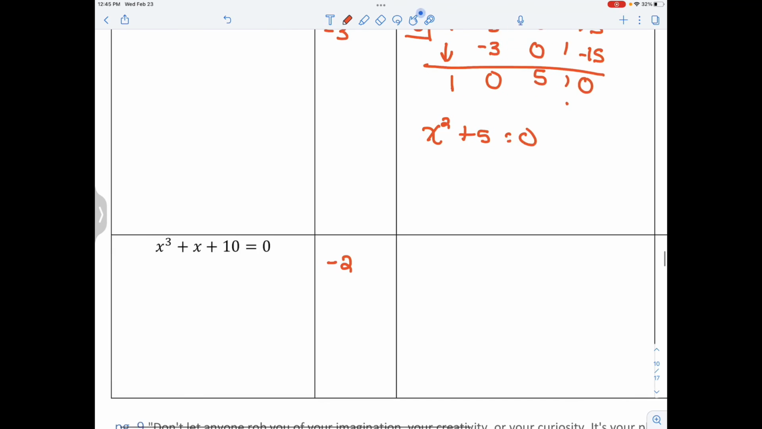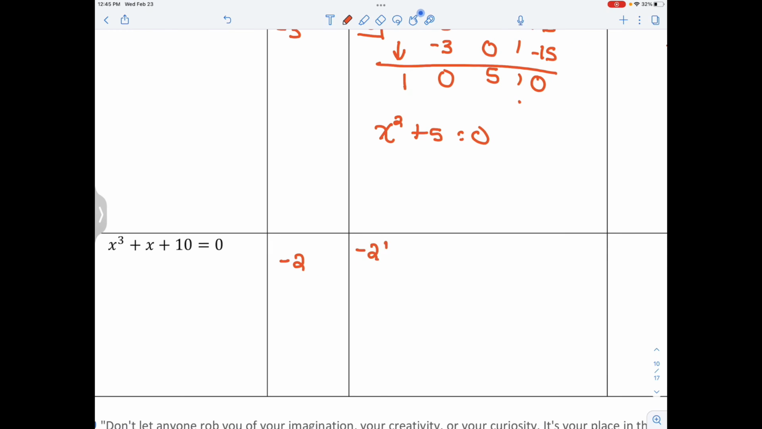So now be careful on this one. I will put -2 here, but I have x cubed, so I have to represent x squared. That'll be plus 0. So it'd be 1, 0, 1, and then 10. If we've done this correctly, that should be 0.